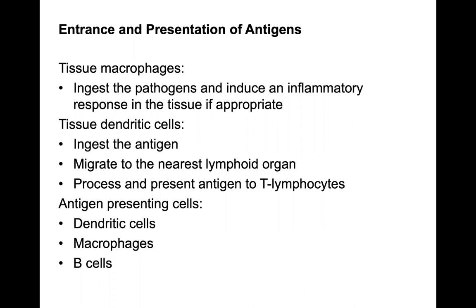Tissue dendritic cells will ingest the antigen. It will migrate to the nearest lymphoid organ, and it will process and present the antigen to the T lymphocytes. You'll then have your antigen presenting cells. These are dendritic cells, macrophages, and B cells.